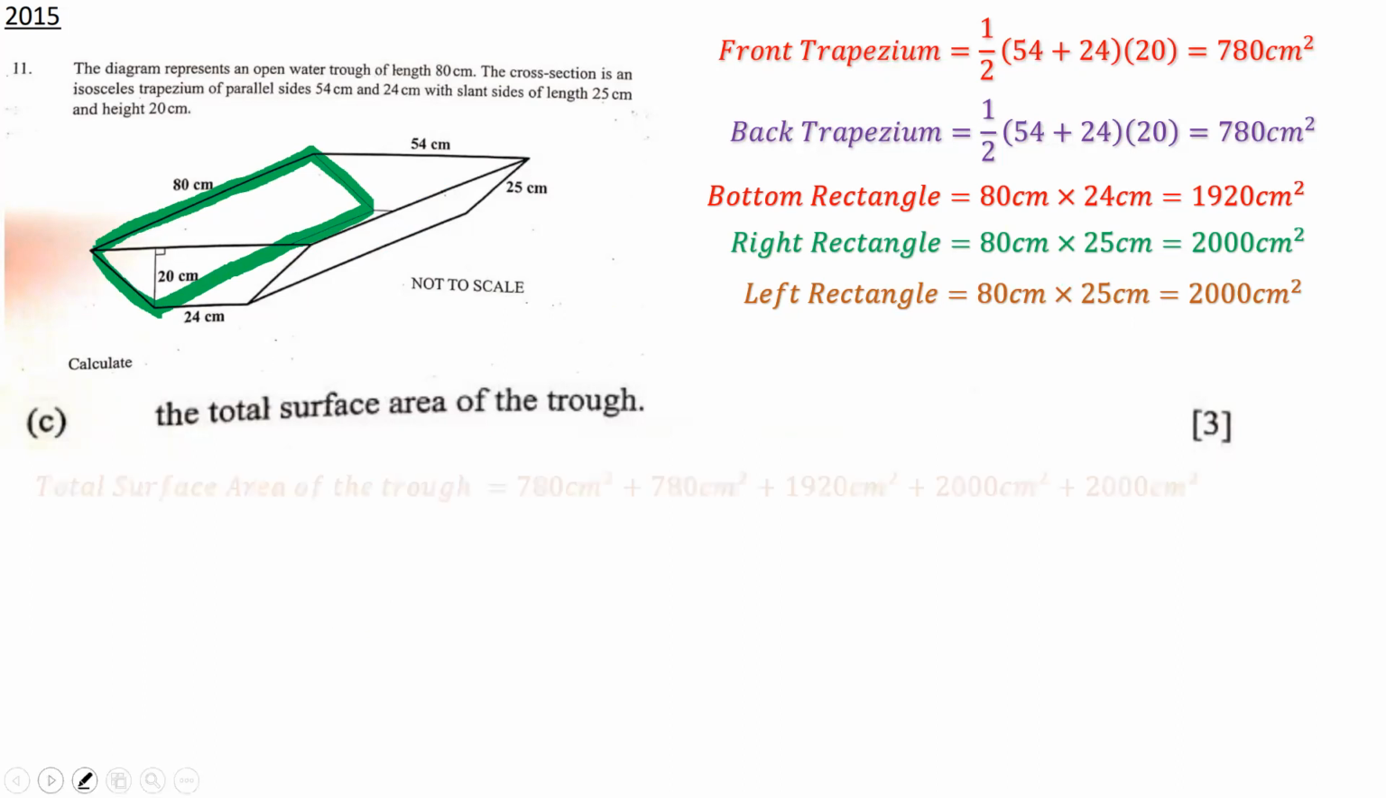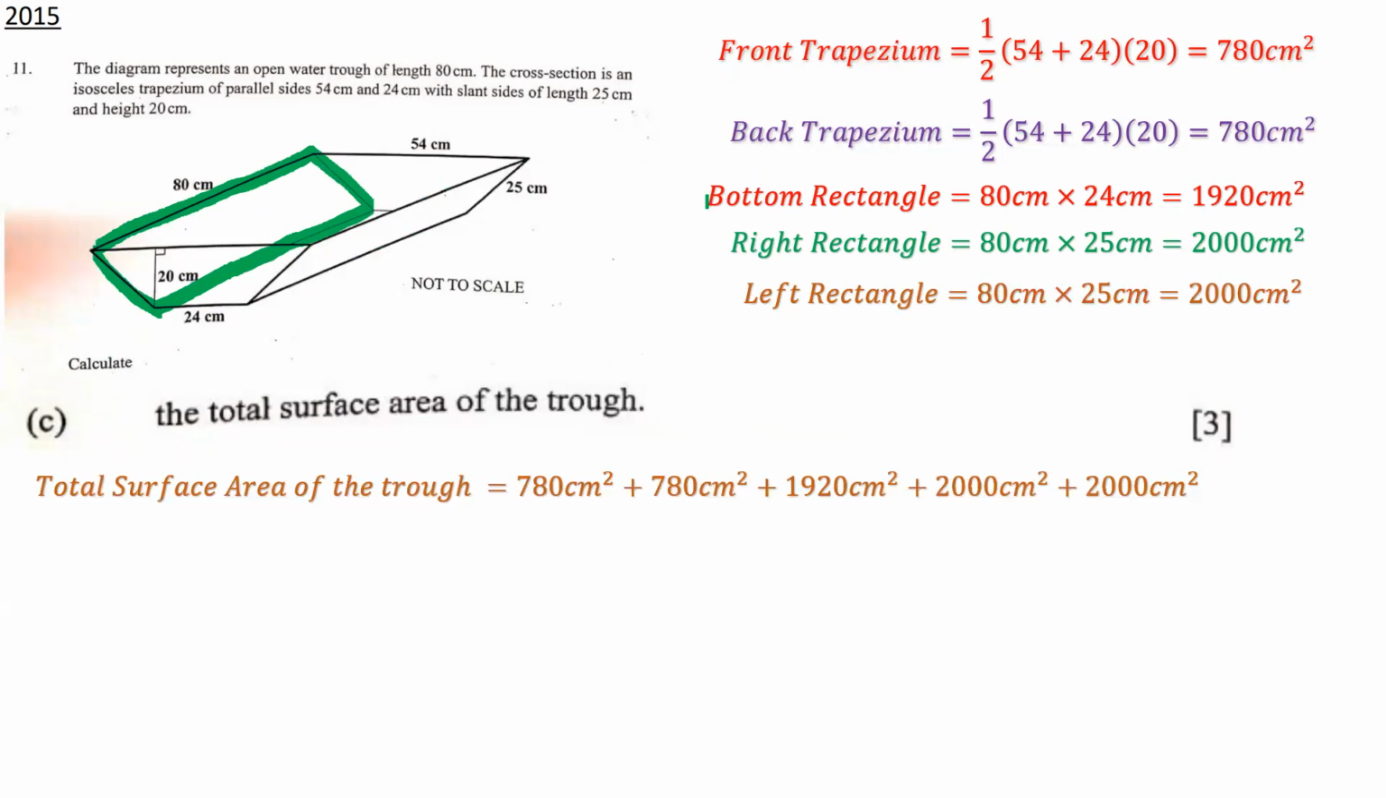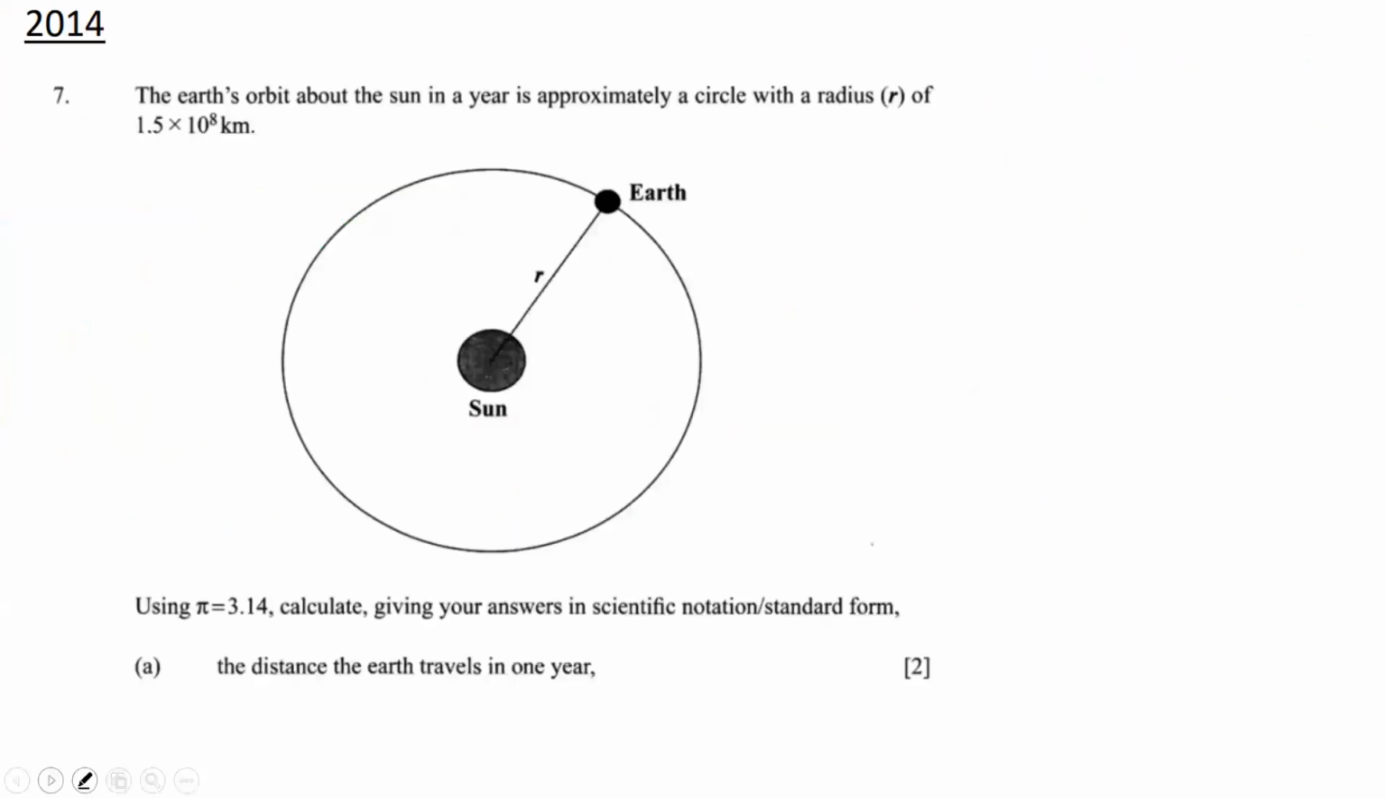Okay, now let's add them all up because we did the area of the front trapezium, the area of the back trapezium, the area of the bottom rectangle, the area of the right rectangle, the area of the left rectangle. Now we need to add them all up. 780 centimeters squared plus 780 centimeters squared plus 1,920 plus 2,000 plus 2,000. That's going to give us 7,480 centimeters squared. And that's the total surface area of the trough. Okay, let's move on to the next question.